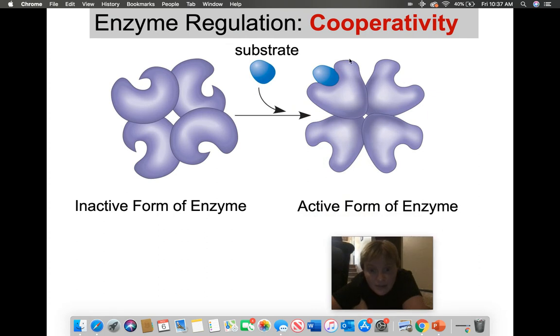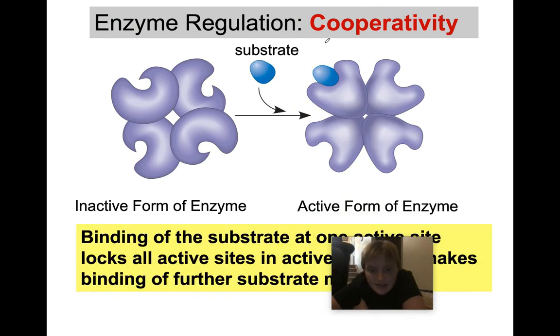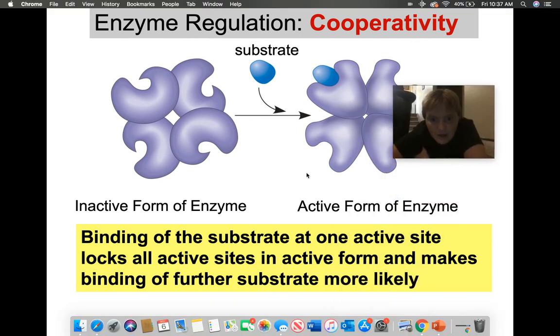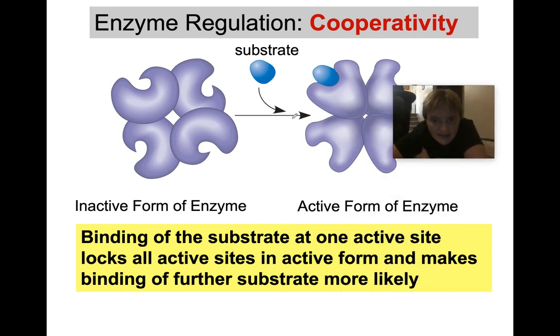This is called cooperativity, by the way. Cooperativity is where we can bind at one active site. If you look, this substrate binds at one active site, and binding of substrate at one active site locks all active sites in the active form. When I locked this guy into this active site, it changed the shape of the whole enzyme and locked the other active sites, making binding even more likely. So just the binding of one increases the likelihood of more binding and makes those chemical reactions go faster.